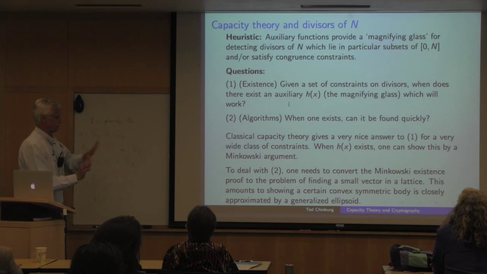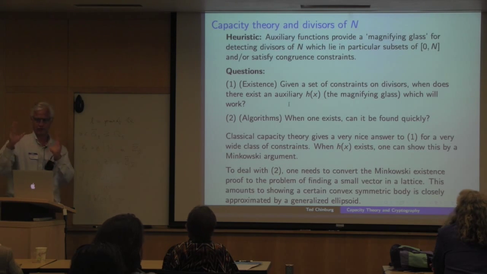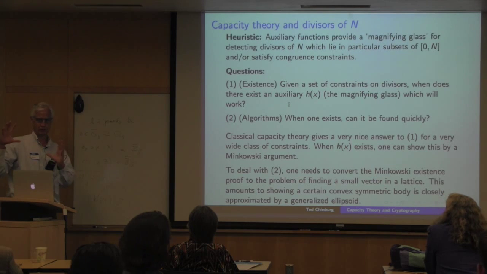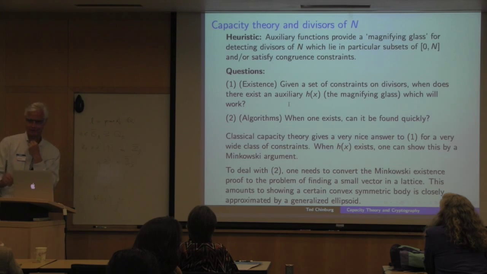And the difference between the two problems is kind of like the difference between saying some Minkowski argument guarantees there's a non-zero lattice point inside some large convex set, and finding a relatively short vector in the lattice. The convex symmetric set that you want to talk about has to be approximately an ellipsoid in order to be able to convert the Minkowski problem to finding a short vector. I'm going to say a little bit more about that in a minute, but let me make sure I answered your question first.